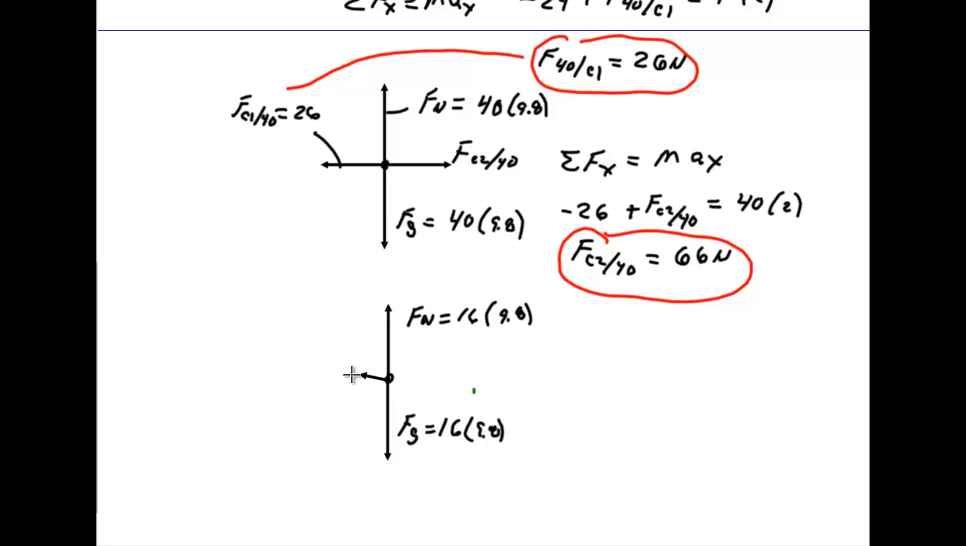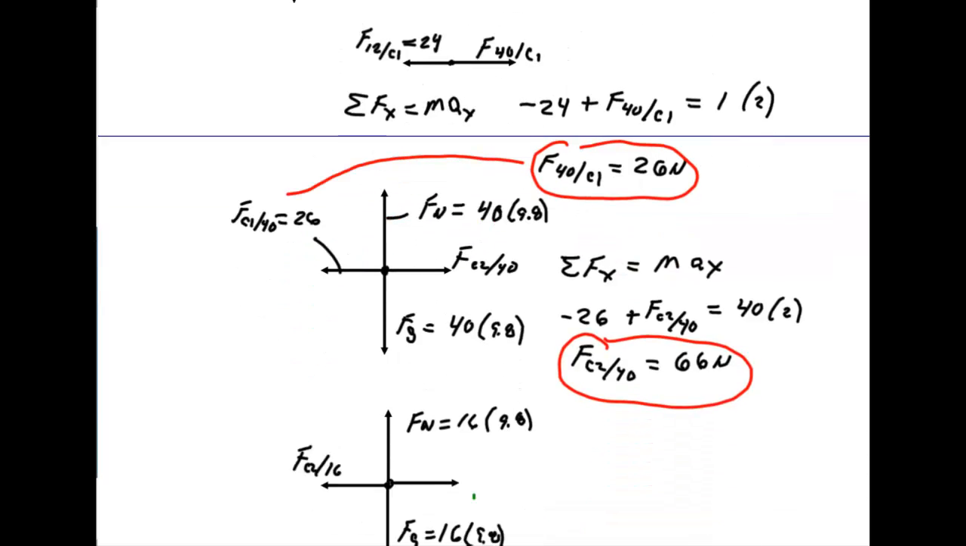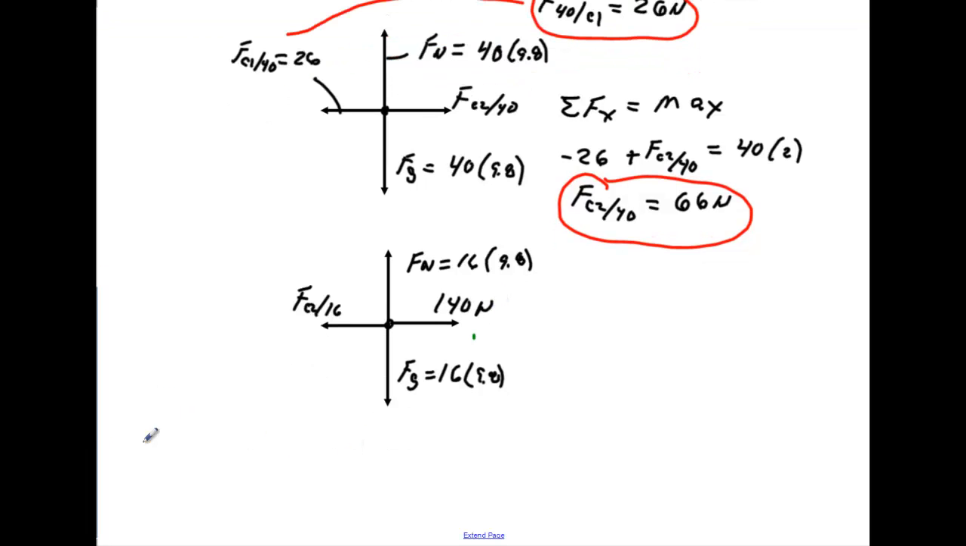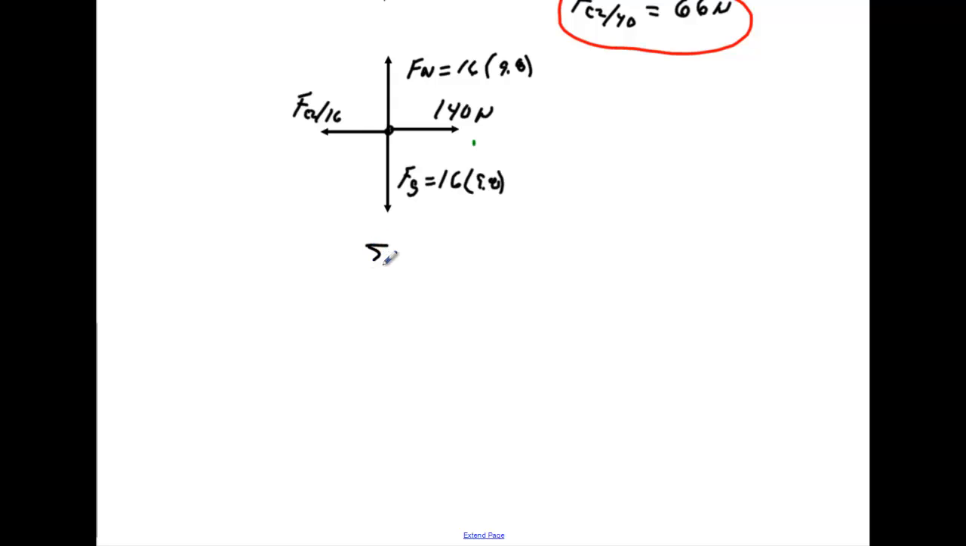Now I'll have this force going back here, and we don't know what that force is. That's the force that C2 is placing on the 16 kilogram object, but we do know the force going to the right, and that force is 140 newtons. Again, Newton's second law, the summation of forces in the x direction must equal the mass of the object times the acceleration in the x direction. We've got minus F that C2 is placing on the 16 kilogram object plus 140 must equal 16, which is the mass of the object, times the acceleration, which is going to be 2.